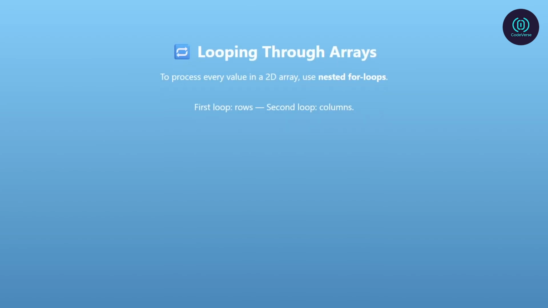Accessing elements one by one is fine. But what if you want to process every element in a 2D array? That's where loops come in.